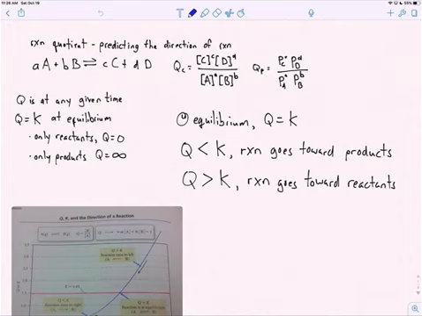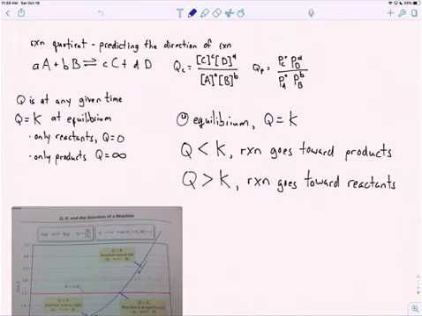And Q is at any given time. Remember, Kc means that's at equilibrium. So let's talk about some things about the reaction quotient. At equilibrium, the Q equals the K. So those are all values at equilibrium.